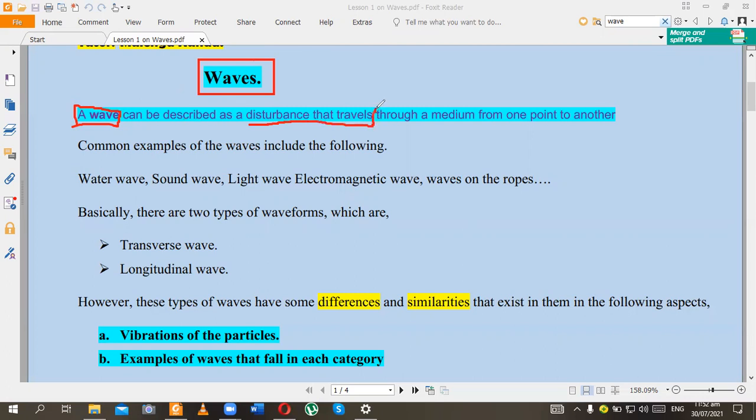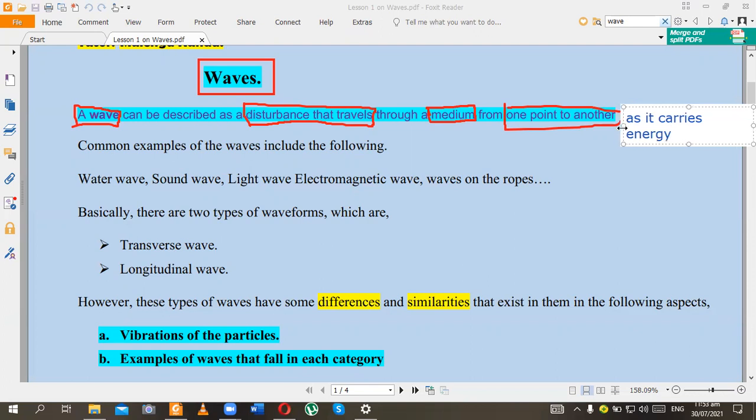Meaning for the waves to be produced, there must be a disturbance on the media. The waves cannot be produced when there's no disturbance. And then that disturbance is able to travel from one point to the other as it carries energy. I should have included there, as it carries energy. That's how best I can describe it.